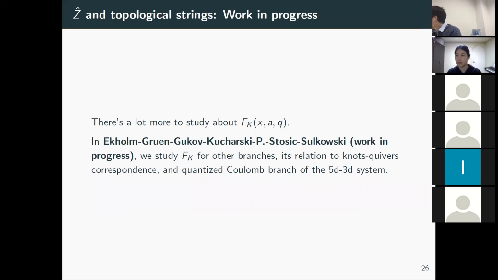I see. And that's the quantized Coulomb branch system. So it's a coupled open and closed system. Yeah, it's a system where both the closed string moduli and open string moduli are coupled together, because X is supposed to be the open string moduli and A is supposed to be the closed string moduli. I see.